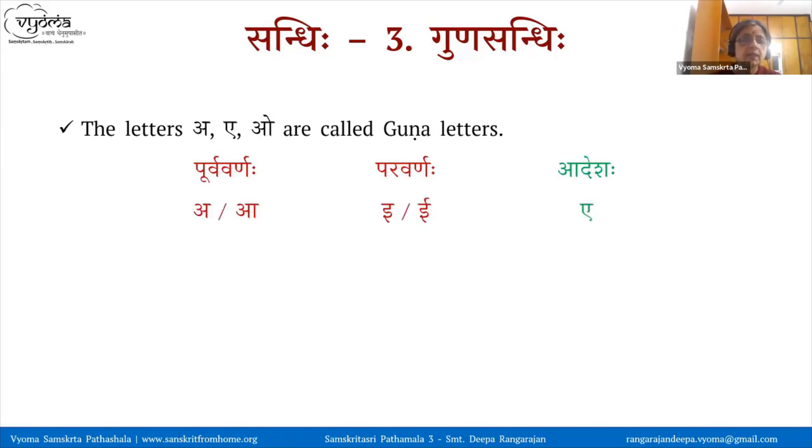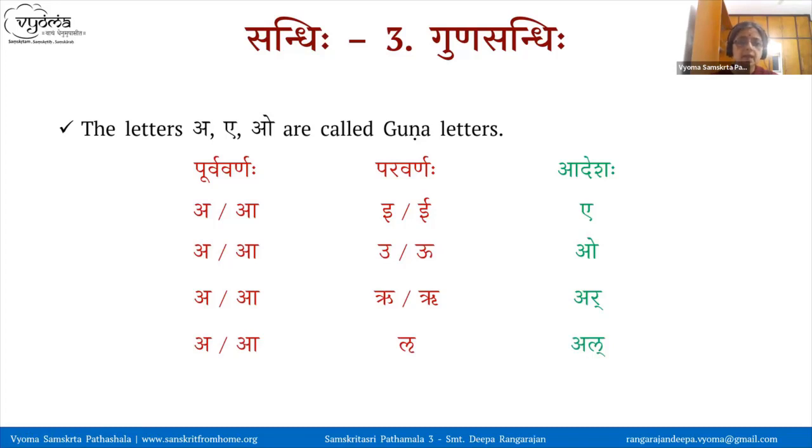So for a Guna Sandhi, when Akara or Akara is followed by Ikara or Ikara, you get Ekara. Akara or Akara followed by Ukara or Ukara, you get Okara. Akara or Akara followed by Rikara or Rikara, you get Ar. And Akara or Akara followed by Likara, you get Al. So these are the changes which are caused by Guna Sandhi.